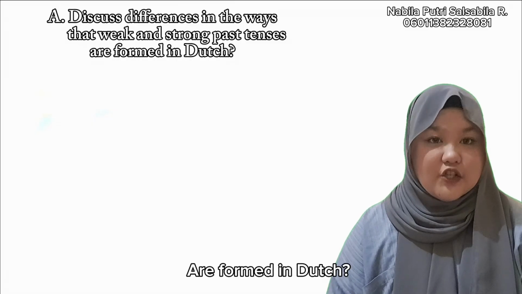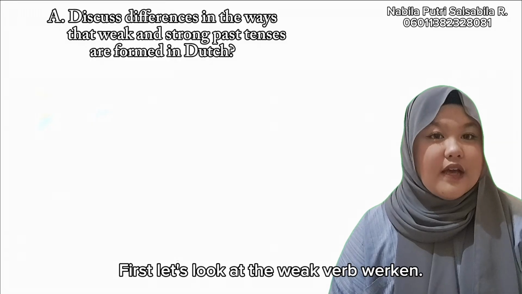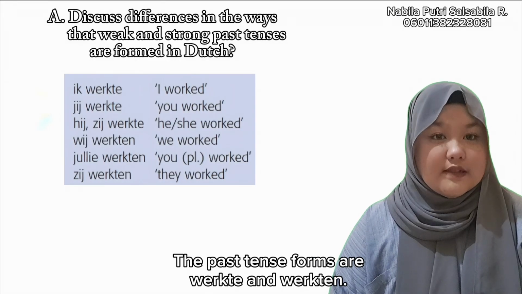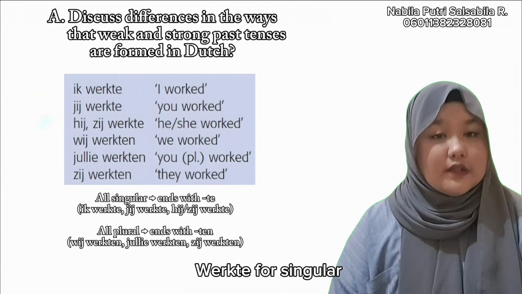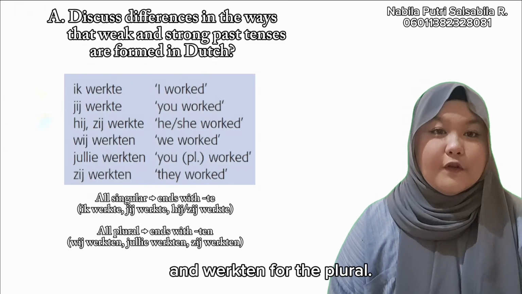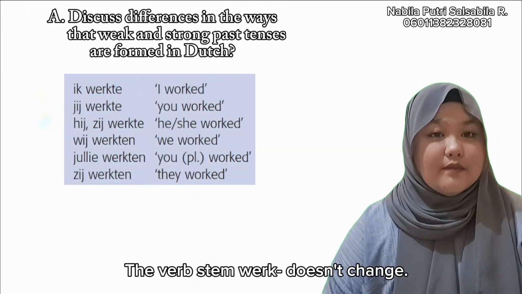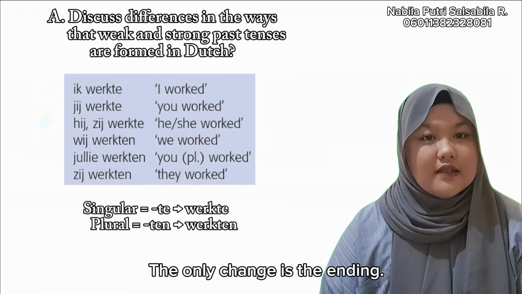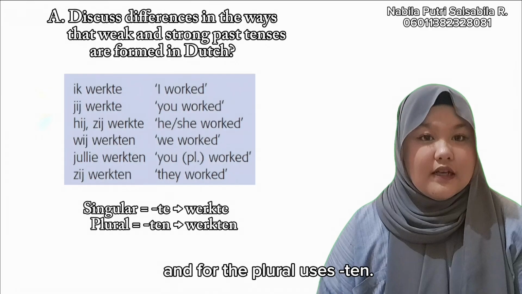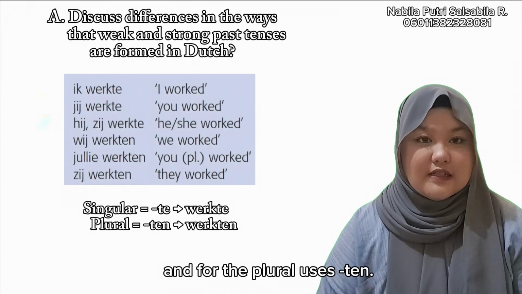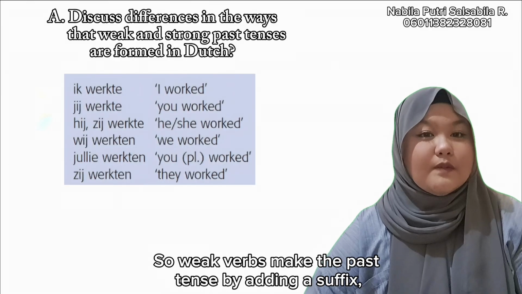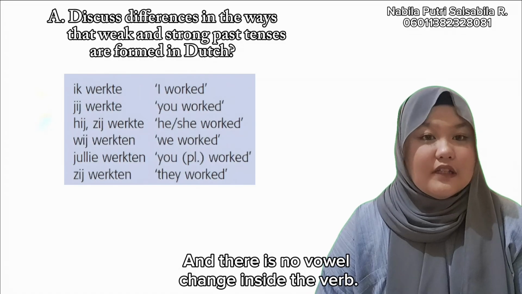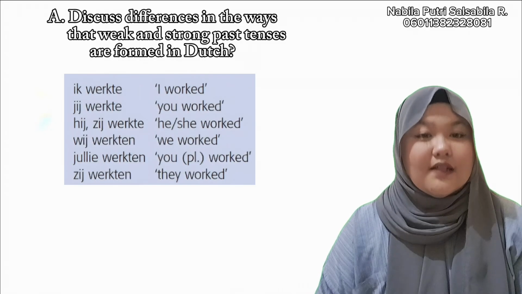Alright, for A, the question is to discuss differences in the ways that weak and strong past tense are formed in Dutch. First, let's look at the weak verb werken. The past tense forms are werkte and werkten. Werkte for singular and werkten for the plural. The verb work doesn't change. The only change is the ending. Singular uses te and the plural uses ten.